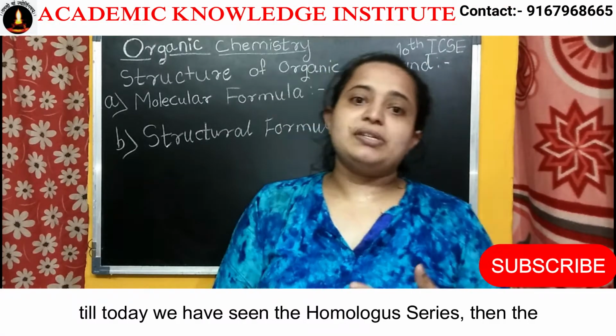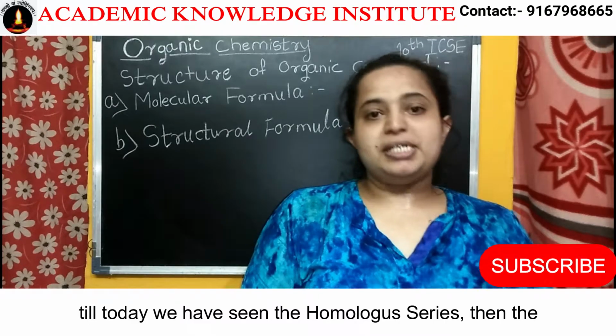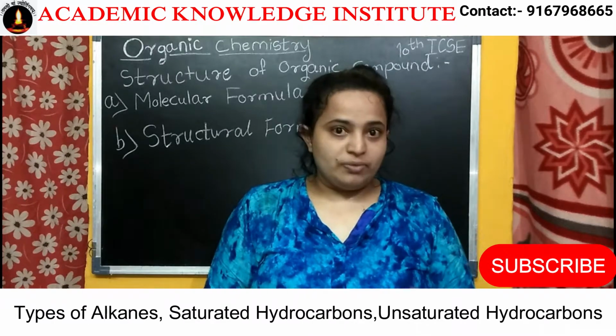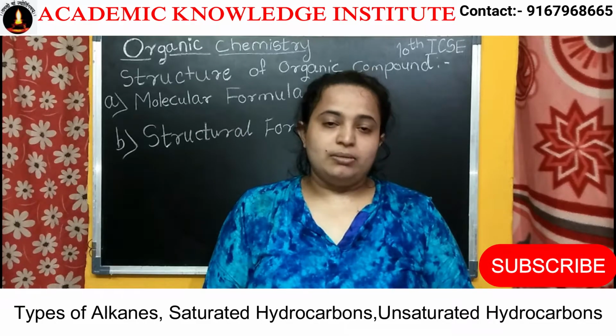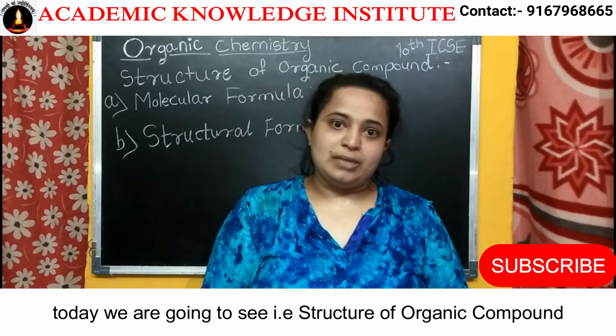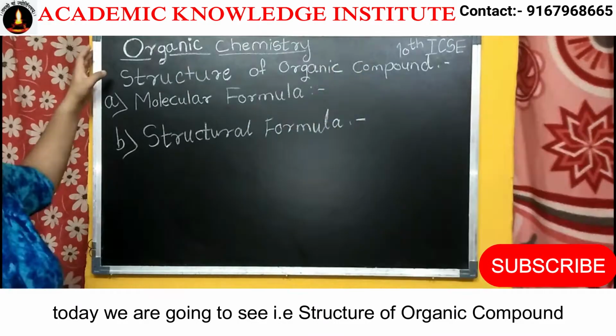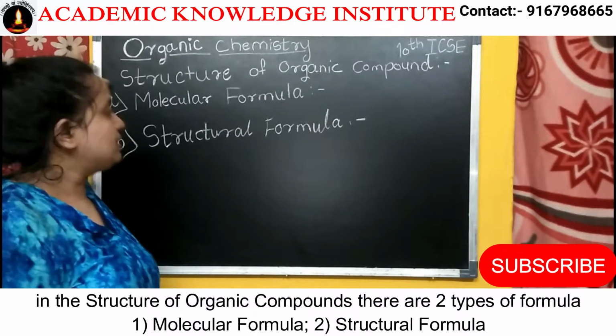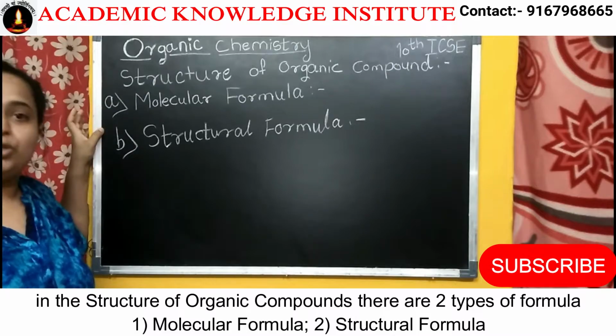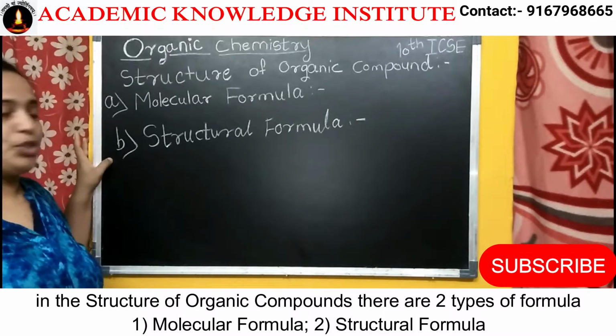Till today we have seen the homologous series, then the types of alkane, saturated hydrocarbons and unsaturated hydrocarbons. So today we are going to see the structure of organic compounds. In the structure of organic compounds, there are two types of formula. One is molecular formula and the second one is structural formula.